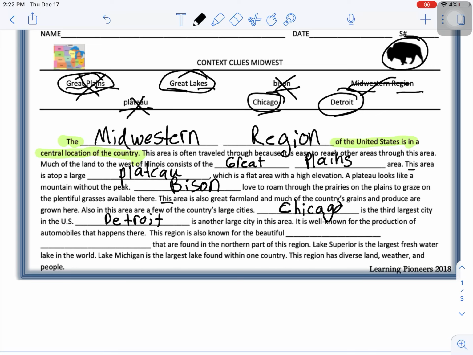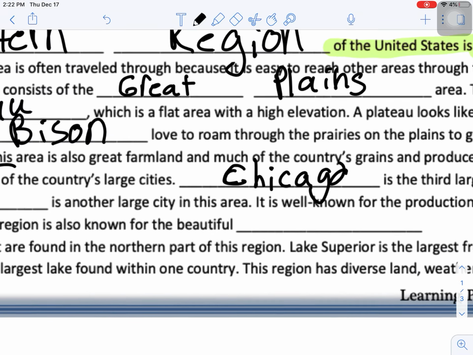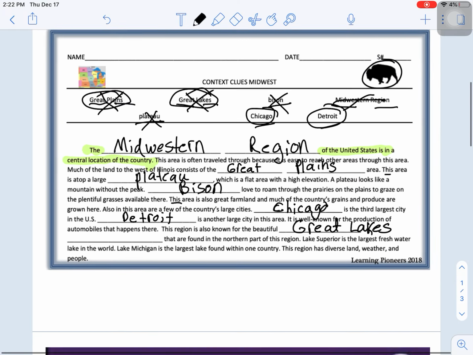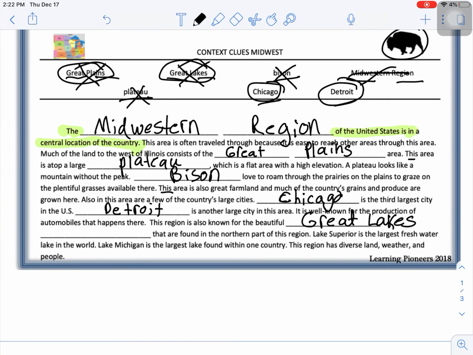What are we known for here in Michigan? We have several of these. You might go swimming in them in the summer. This would be Great Lakes. Our beautiful Great Lakes that surround Michigan. These beautiful Great Lakes, and I could have written lakes down here, but that's okay, are found in the northern part of the region. Lake Superior is the largest freshwater lake in the world. Lake Michigan is the largest lake found within one country.